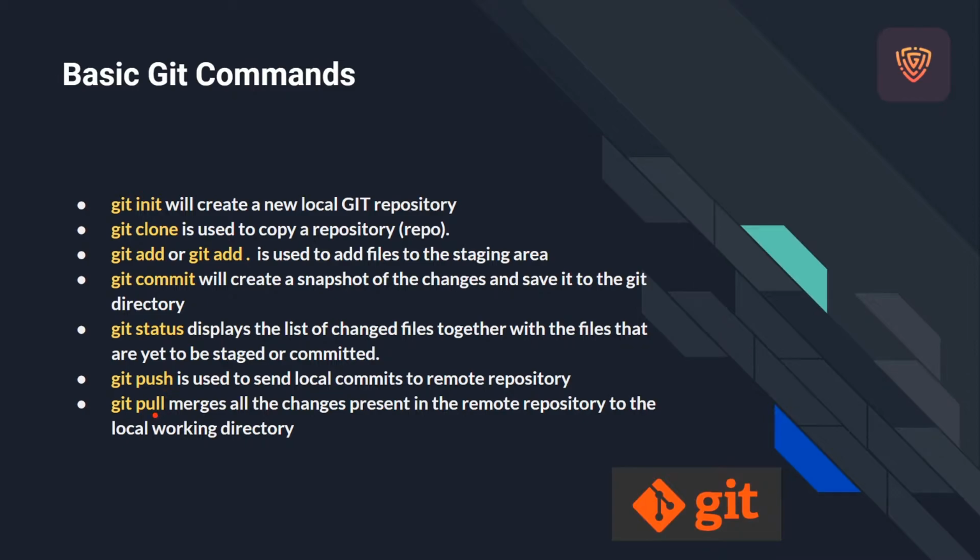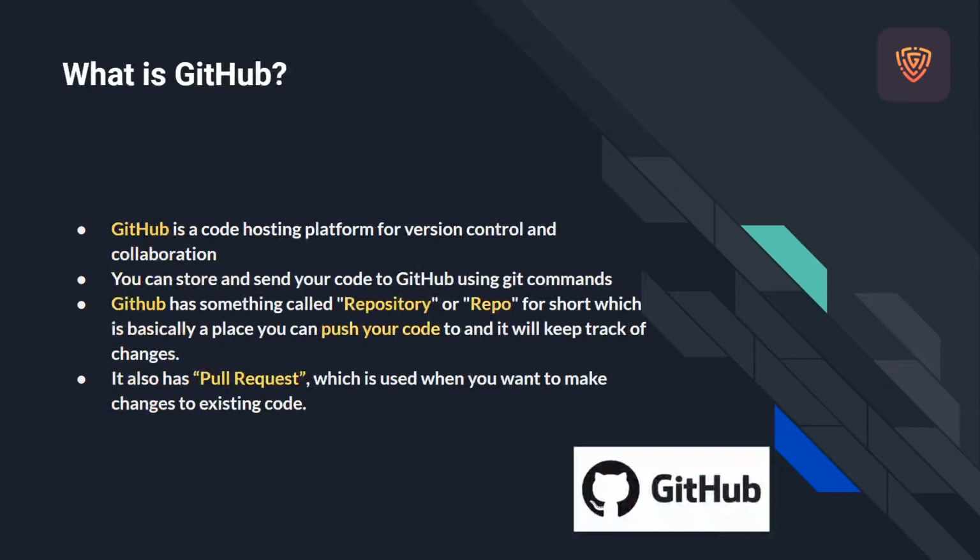Git pull is the opposite of push. Pull is when you get code from somewhere else, from another repository. If you want to pull that code to your local computer, that's what you use. A lot of times it merges everything, so make sure when you pull something in, you know what you're doing.